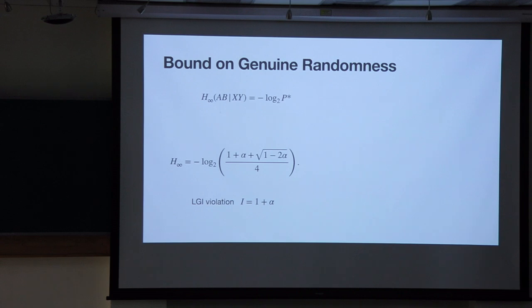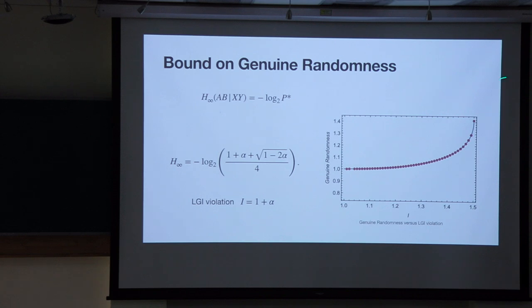It is possible to solve this problem analytically with these assumptions, and we find this bound where alpha is related to the Leggett-Gerg inequality violations. And we see that this genuine randomness increases monotonically with the inequality violation and reaches a value of 1.4. Now this type of behavior is also seen in the Bell scenario.